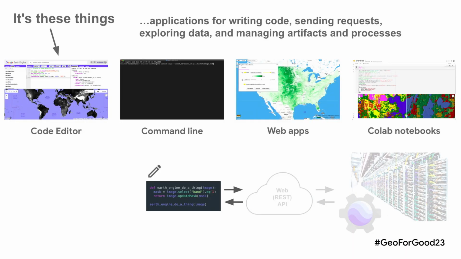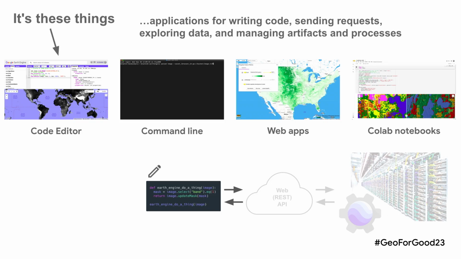Right, so on the top here, we have examples of different developer environments. The Code Editor is really our main one that everybody knows and loves, hopefully loves, to interact with Earth Engine. You also have a command line. We have command line tooling, or if you're really into that and like to sit in a coffee shop and impress everybody, you can do all the stuff in the command line. There are web apps and also notebooks, right? So these are four typical ways that you interact with Earth Engine in these different developer environments.